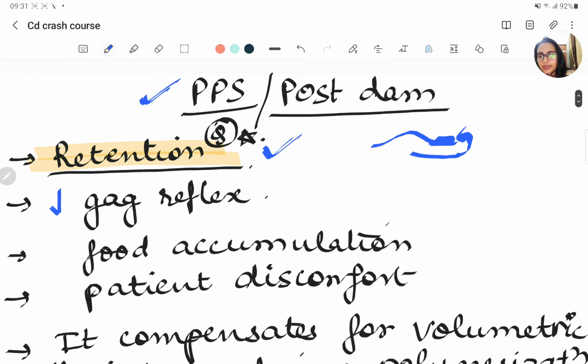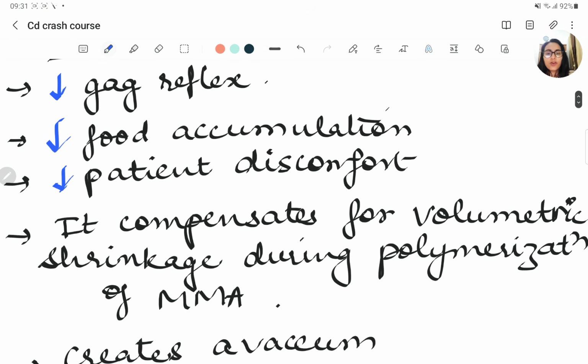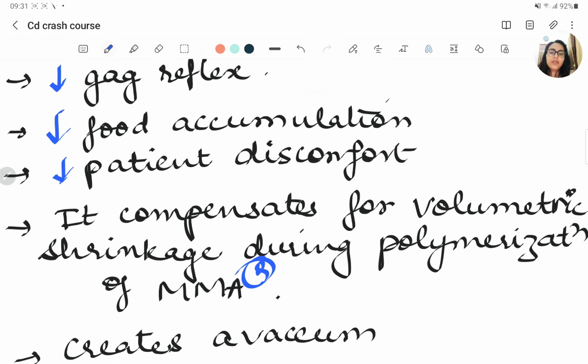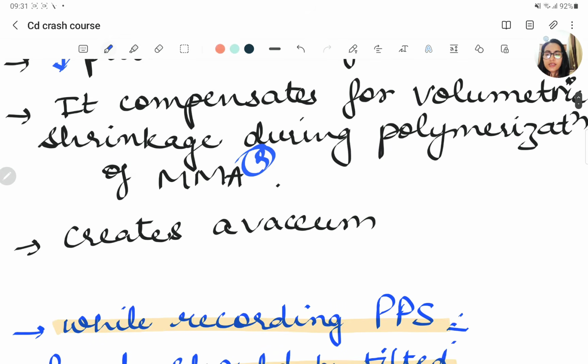So it decreases the gag reflex, and it decreases food accumulation since it provides a seal posteriorly, so there is no food going posteriorly. Also, it decreases the patient's discomfort. It compensates for the volumetric shrinkage during the polymerization of the methyl methacrylate. Also, it creates a vacuum.